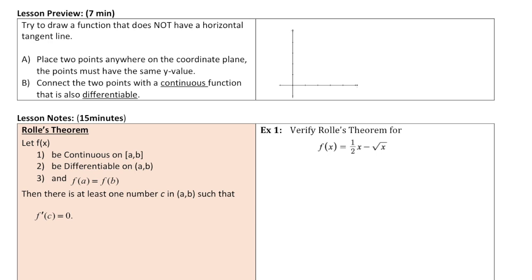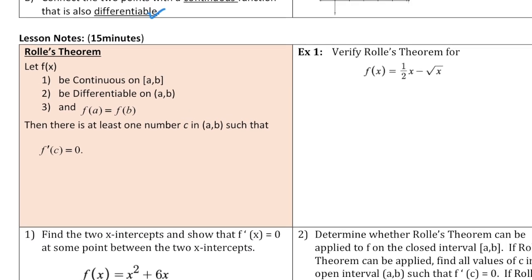For today's lesson preview, you were trying to draw a function that did not have a horizontal tangent line. And as you found, if your function was continuous and differentiable everywhere, then there was no way to draw this function if the 2 points had the same y value. And that leads us to Rolle's theorem.